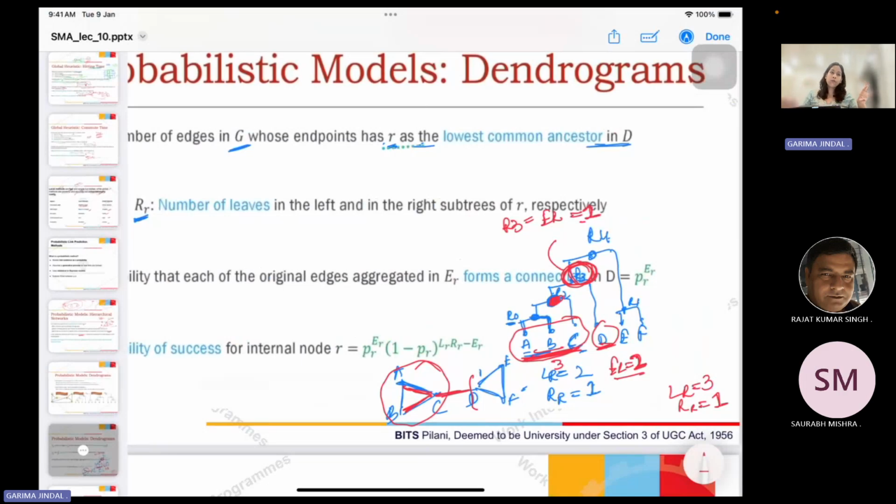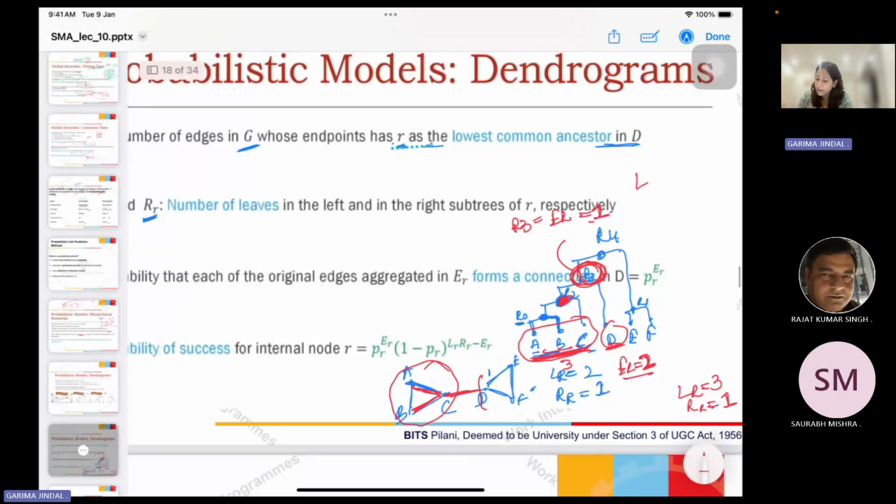So if you want to see how many total possible connections there could be, either D could combine with A, or it could combine with B, or it could combine with C. These were the only 3 possible connections, and they can be formed by the formula LR into RR. The formula LR into RR gives you the total possible connections in these two groups.